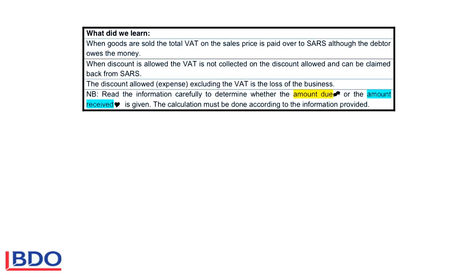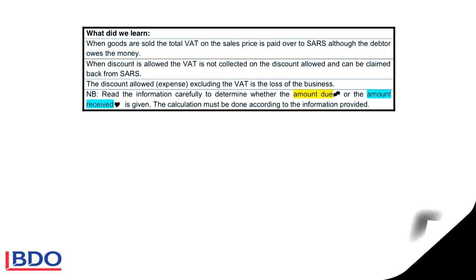When discount is allowed, the VAT is not collected on the discount allowed because we didn't collect it. If we give discount, the people didn't pay the full amount, and therefore we can claim this discount back from SARS. The discount allowed account must always exclude VAT because the discount allowed is an expense, and all expenses will determine how much the profit or loss of the business will be. Read the information carefully to determine whether the amount due or the amount received is given, because the calculation is done differently according to the amount received or the amount that is due.